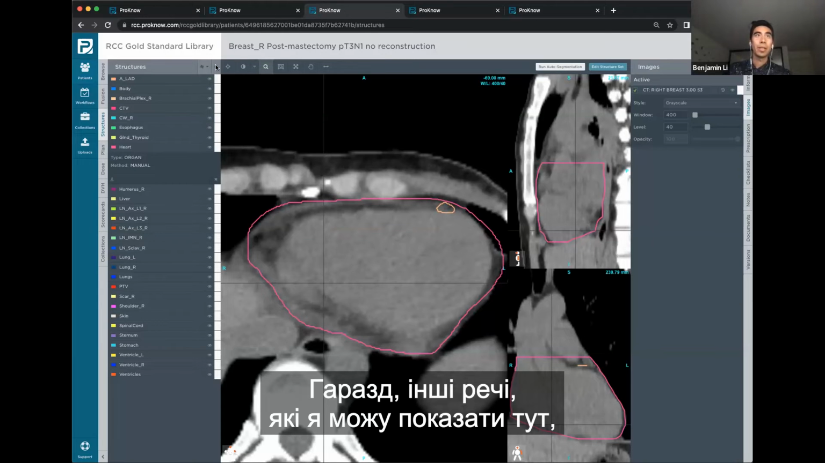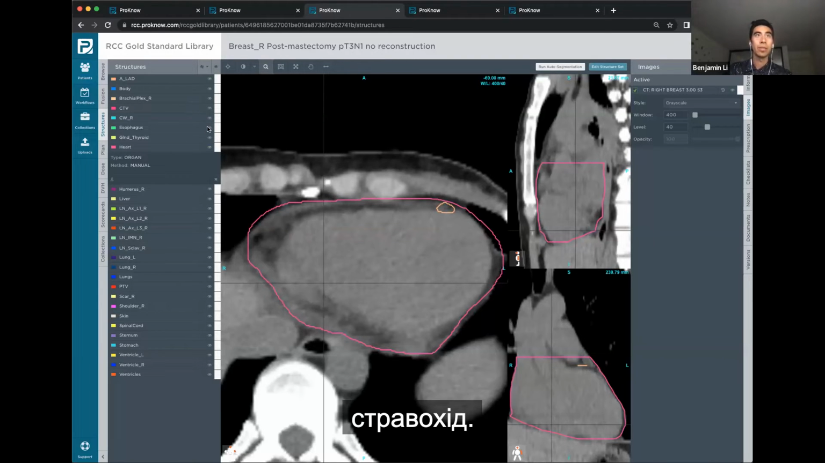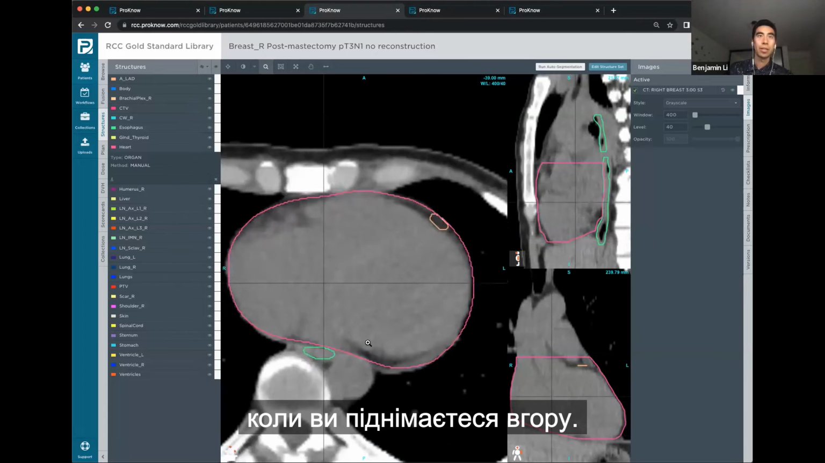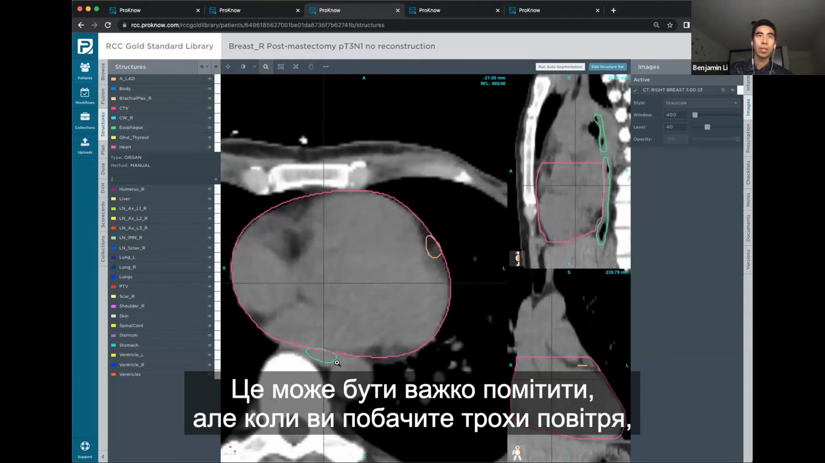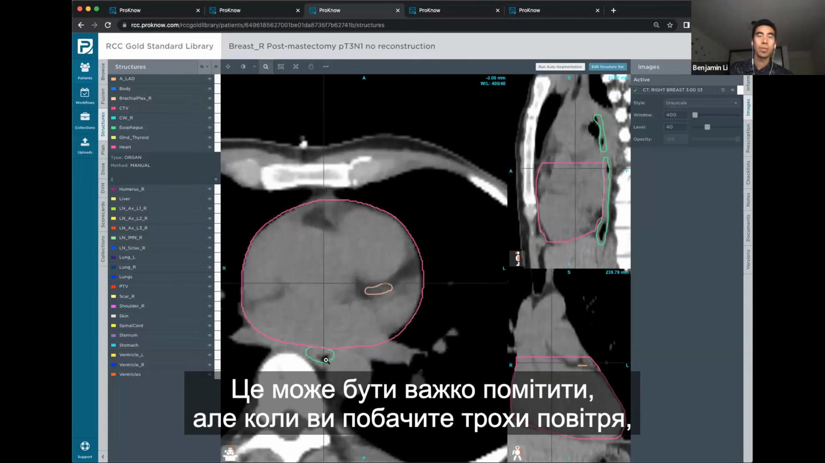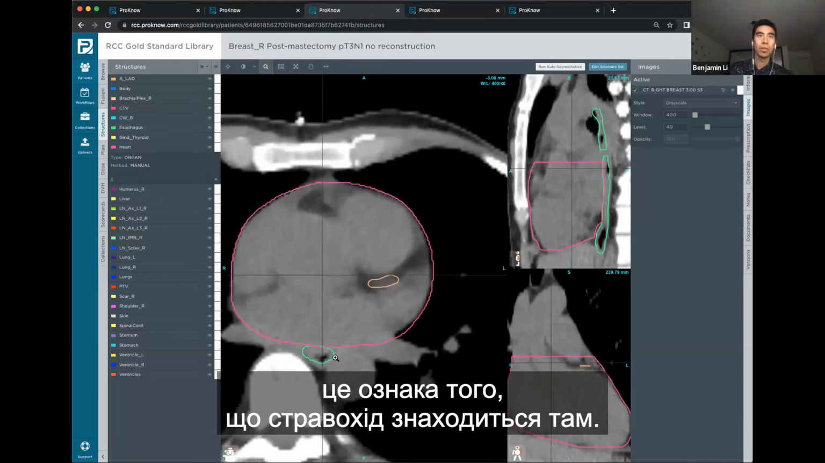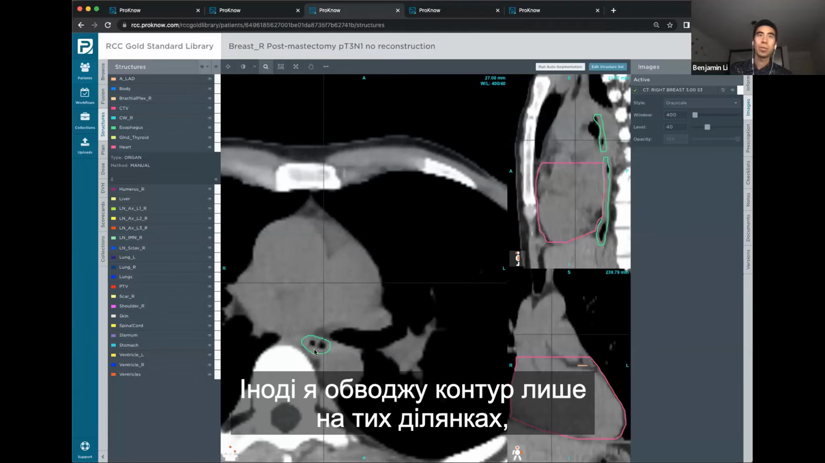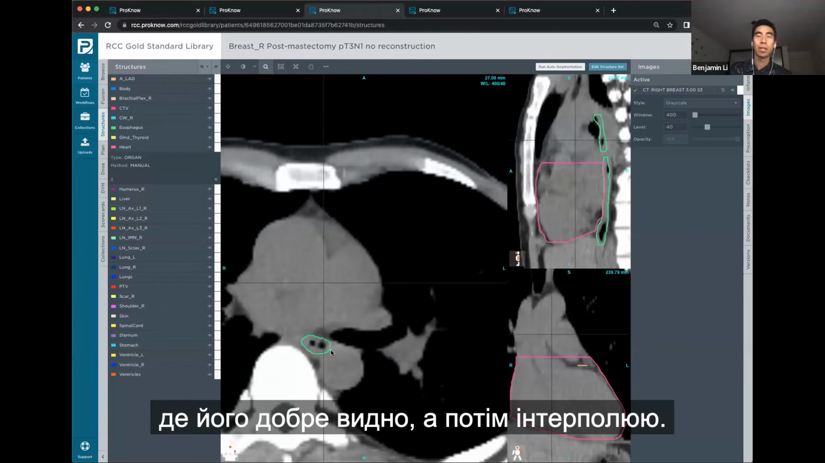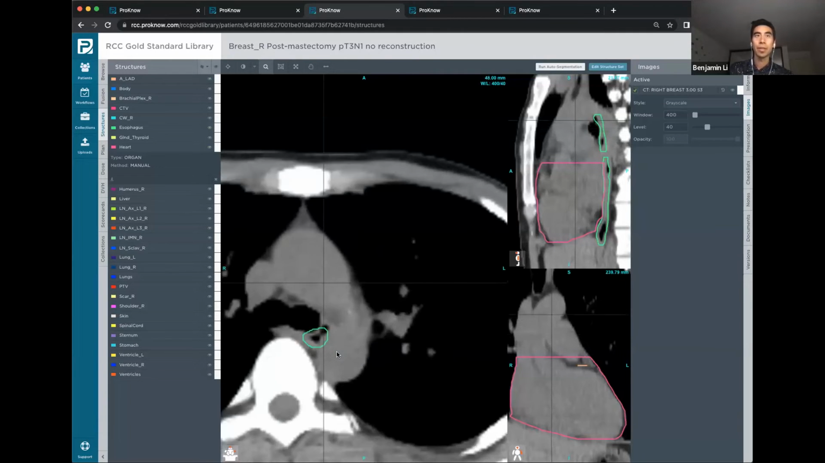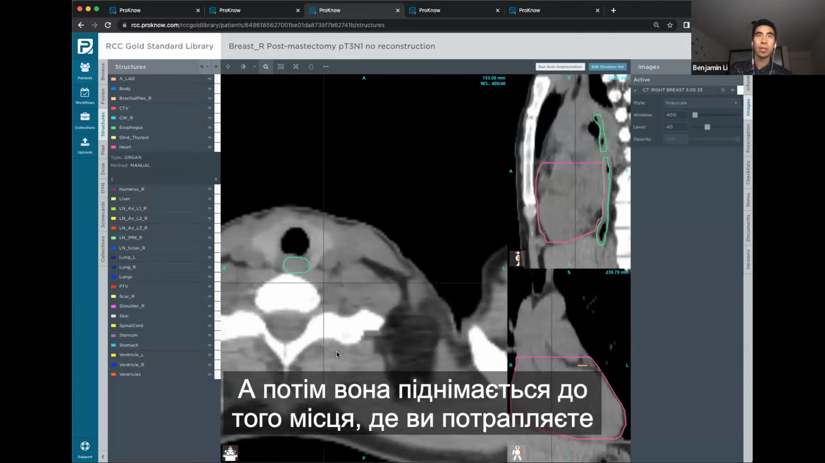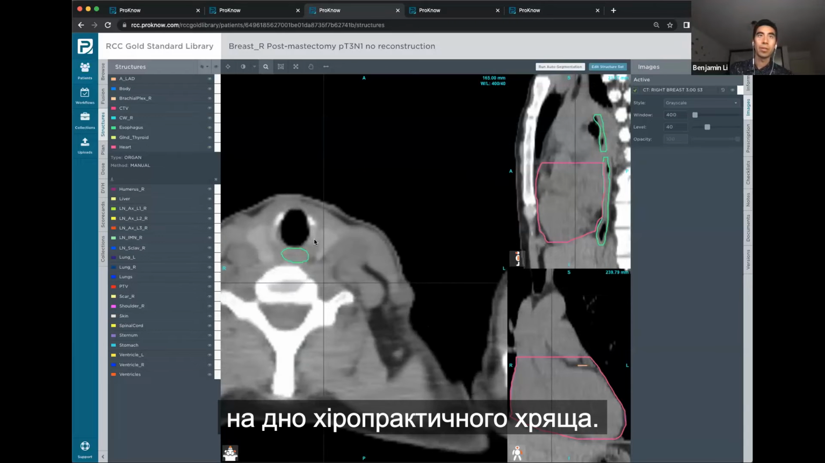Okay, other things that I can show here, the esophagus. The esophagus might become very skinny and squished as you're going up. It might be hard to see, but whenever you see a little bit of air, it's a clue that your esophagus is there. Sometimes I will contour just on the slices where I can see it well, and then I'll interpolate. And then it goes up to where you get to the bottom of the cricoid cartilage.